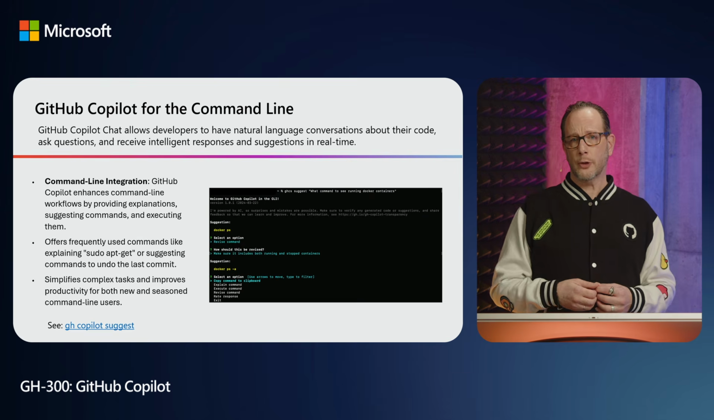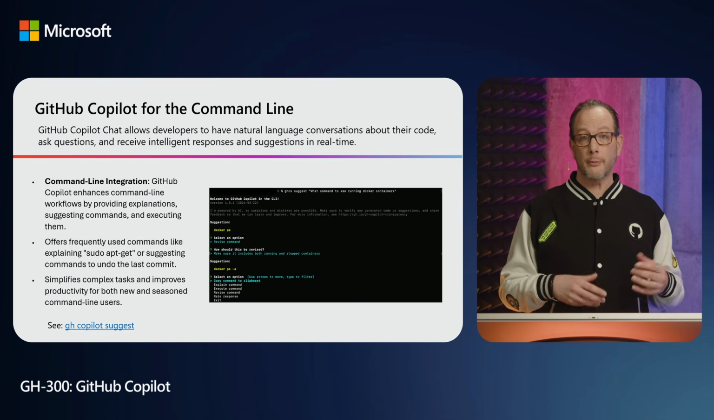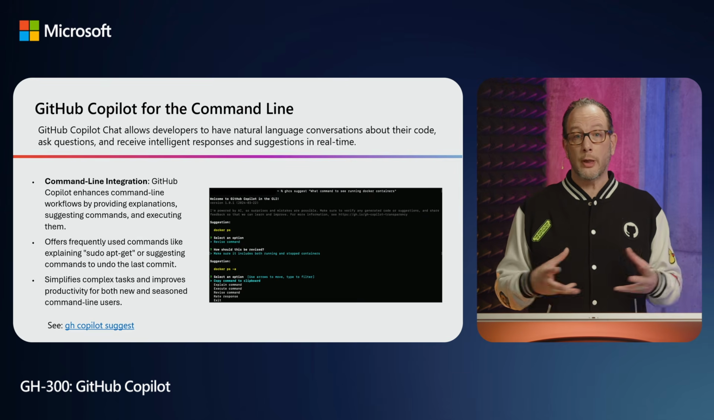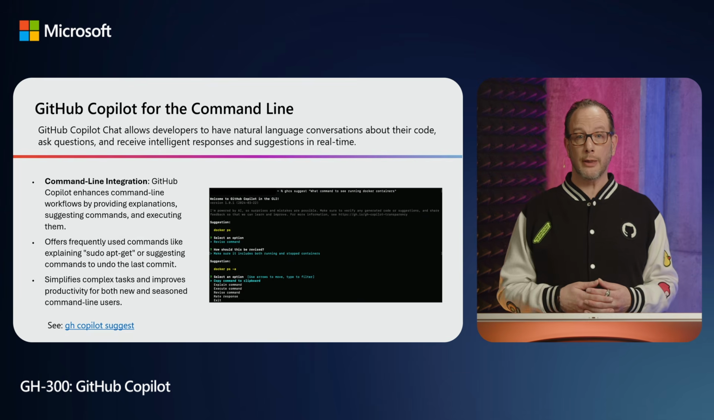Another notable feature of GitHub Copilot is now using command line integration, which enables developers and DevOps engineers to ask questions and receive explanations or even command suggestions directly from within the terminal. This is super helpful for understanding complex commands or recovering from an error, such as undoing a commit.